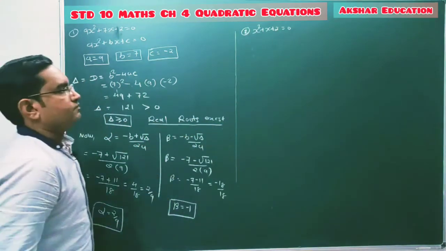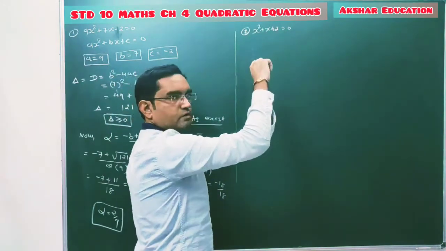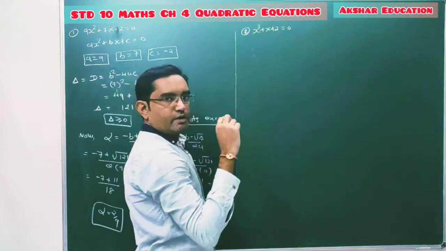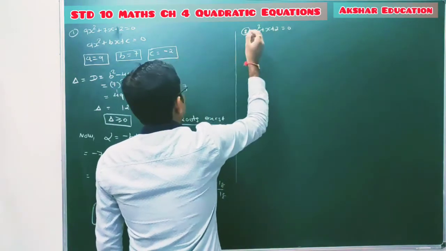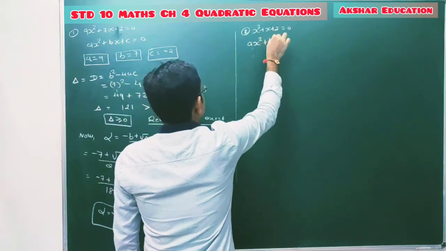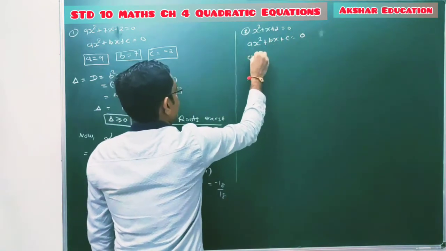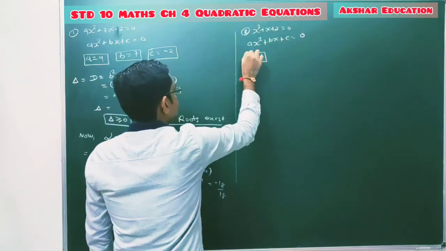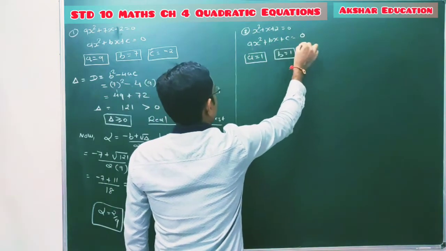So now the next one. First you have to check for this given quadratic equation whether real roots exist or not. For that you have to find the value of the discriminant. So first you have to compare this given equation with the standard form of the quadratic equation. So we are getting a equal to 1, b equal to 1, and also c equal to 2.